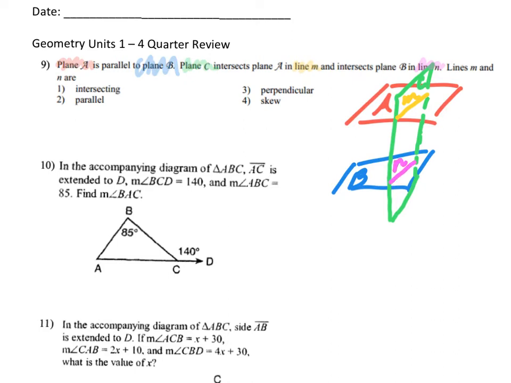Now, when we look at this, right, we know that line M and line N are both on these parallel planes, A and B, right? So we know if they're both on these parallel planes, that these lines would consequently also be parallel, right? So based on this diagram, I think that lines N and M are going to be parallel since they're on parallel planes to each other.